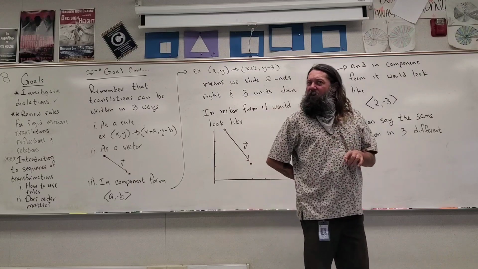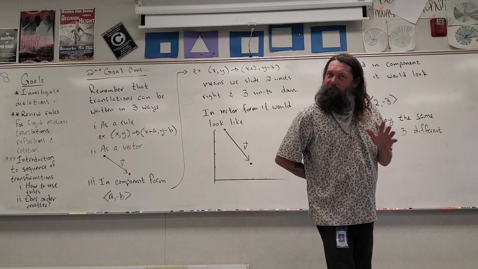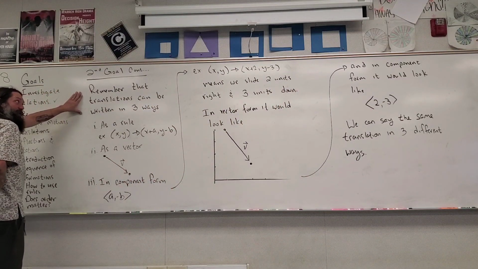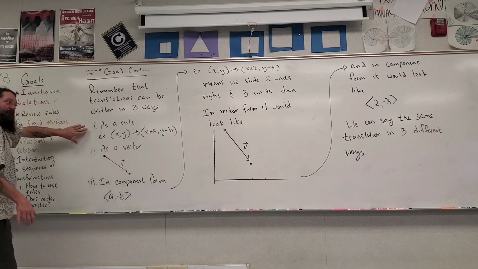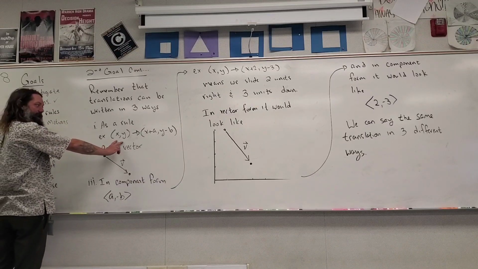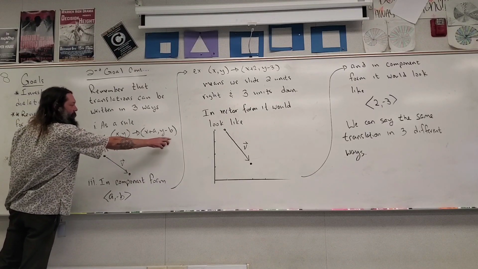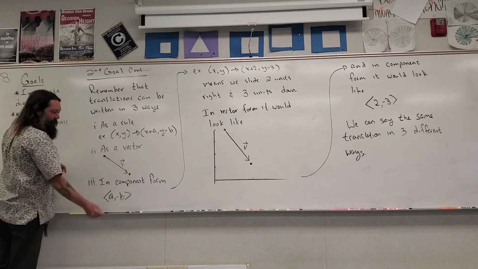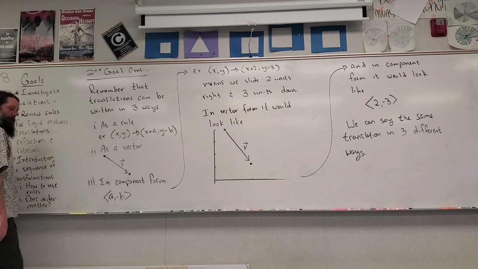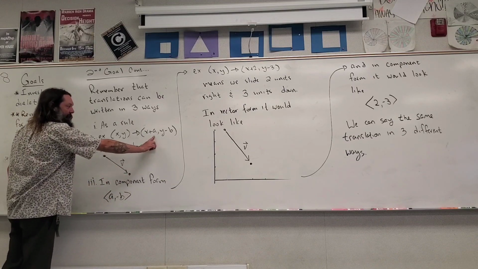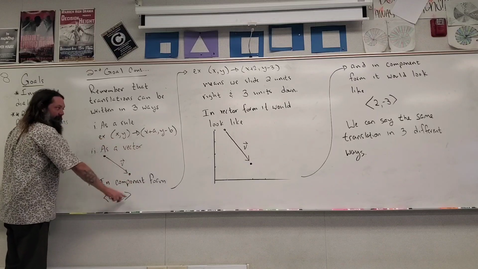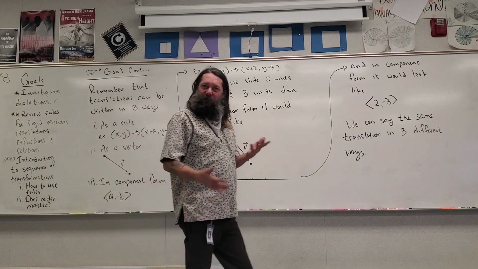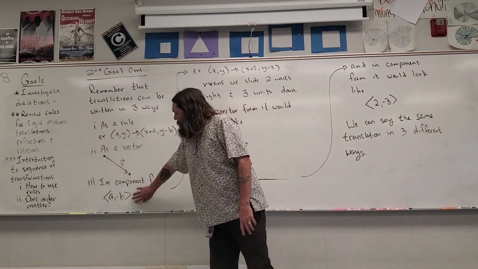I want to spend a little time on translations and just remind you how we can represent a translation. Remember, translations can be written 3 ways, and a translation is a slide. It can be written as a rule. An example would be (x, y) maps to (x + a, y − b). As a vector, I want to go in this direction, that far, that's the magnitude. Or in component form, which just means I write my direction right or left, and then my direction up or down, with these symbols that tell me component form.